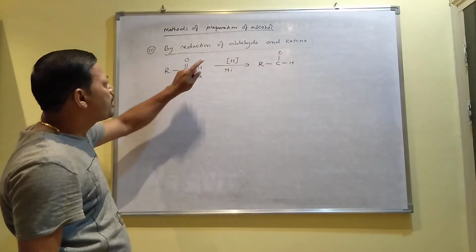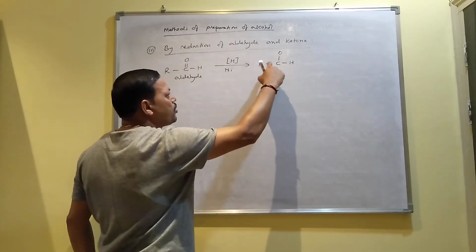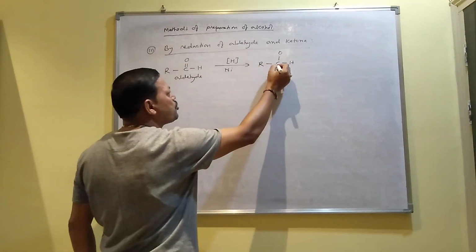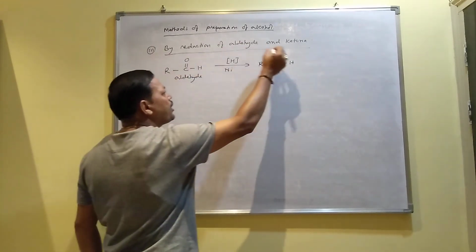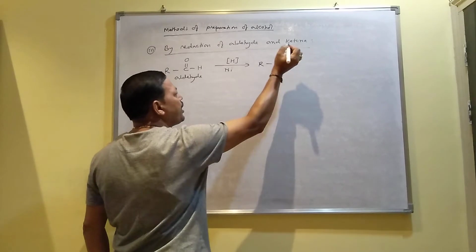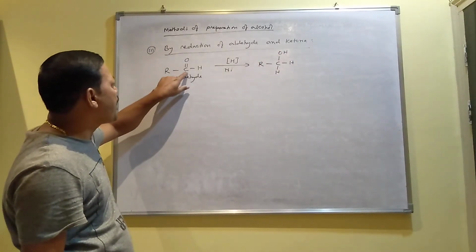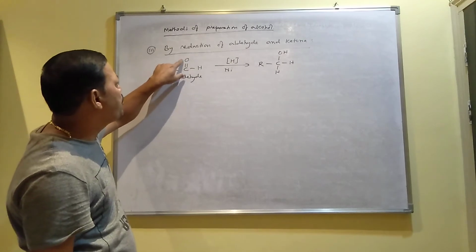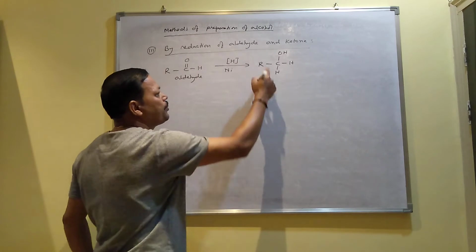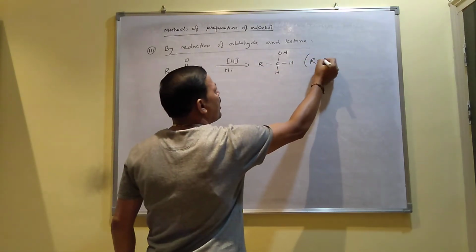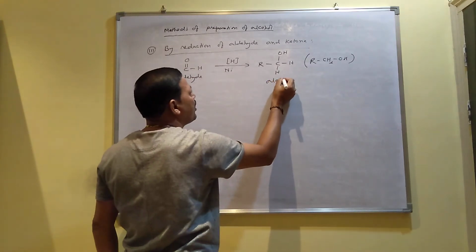When it is converted to single bond, how many bonds will be present on the carbon? 3 bonds. So you have to join one hydrogen with the carbon, and one hydrogen with oxygen, to maintain the valency. I mean, just addition of hydrogen takes place. With carbon one hydrogen is added, and with oxygen another hydrogen is added, and the compound goes to alcohol. You can write RCH2OH. I mean, you will get the alcohol.